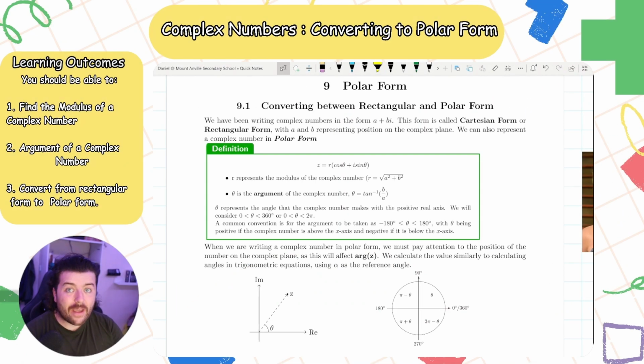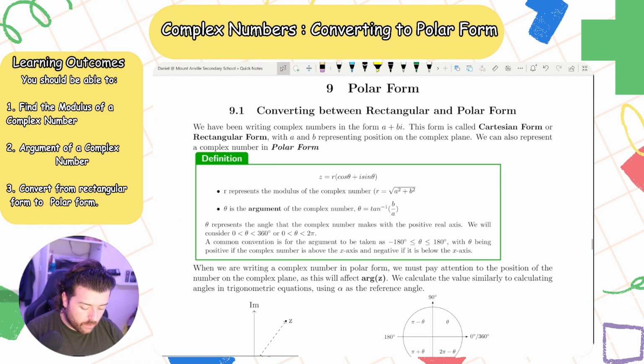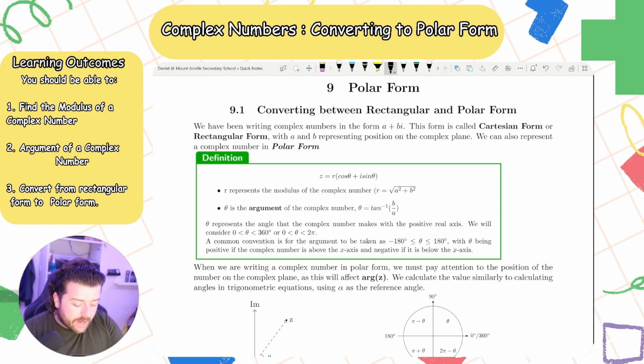Hello everyone. Okay, so in this video, we are looking at complex numbers again, but more specifically, we are looking at polar form. So what is polar form? We have been writing complex numbers in the form a plus bi. This form is called Cartesian form or rectangular form. For example, 3 plus 2i is an example of a complex number in rectangular or Cartesian form.